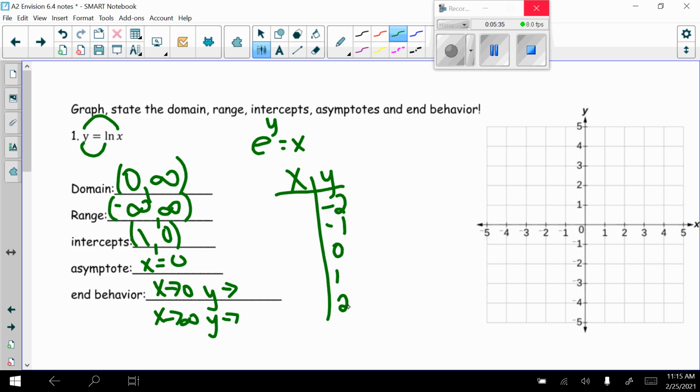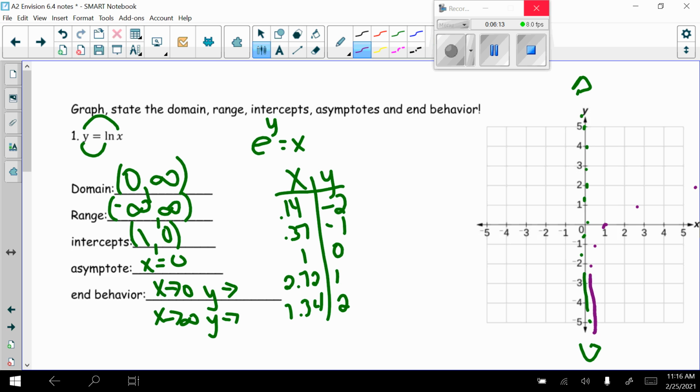If I plug in -2, e to the -2, we need a calculator for that, 0.14. E to the -1 is 0.37. E to the 0 is 1. E to the first is 2.72. E squared, 7.34. My asymptote, x equals 0. So now I'm just going to plot these points. Over 0.14 down -2. 0.37 down -1, 1, 0, over 2.72 up 1, over 7.34 up 2.